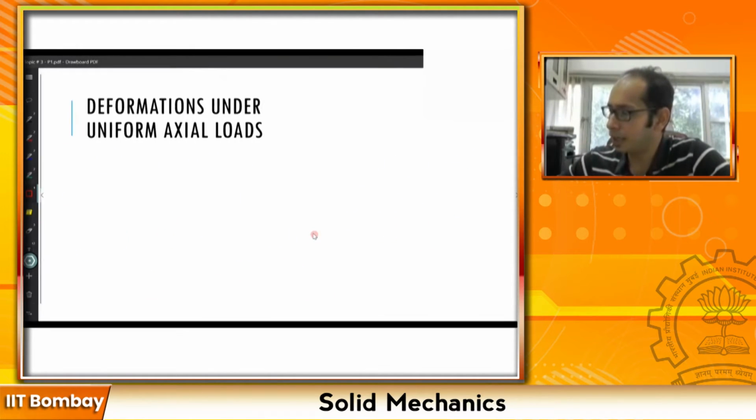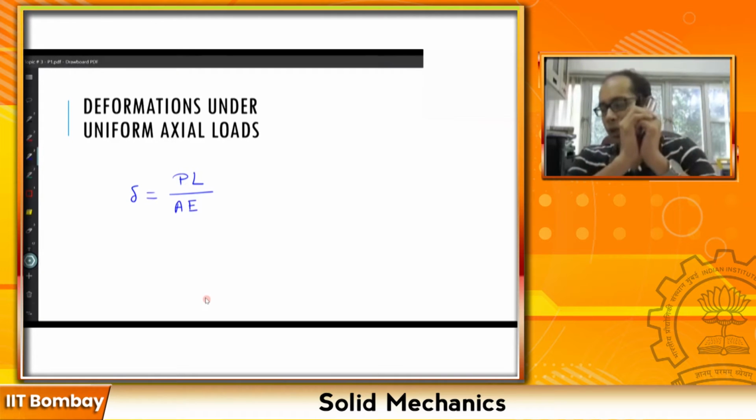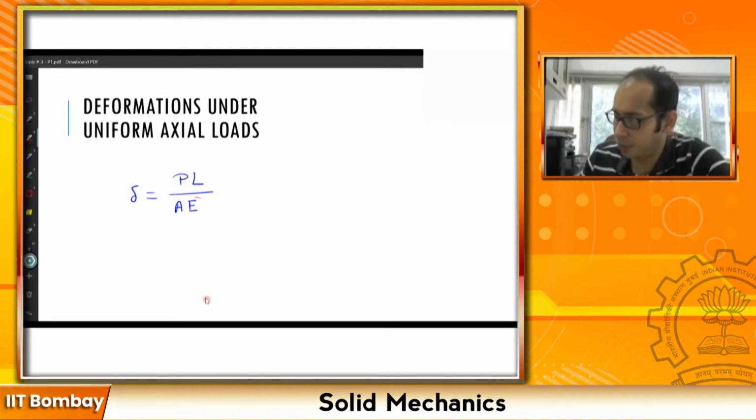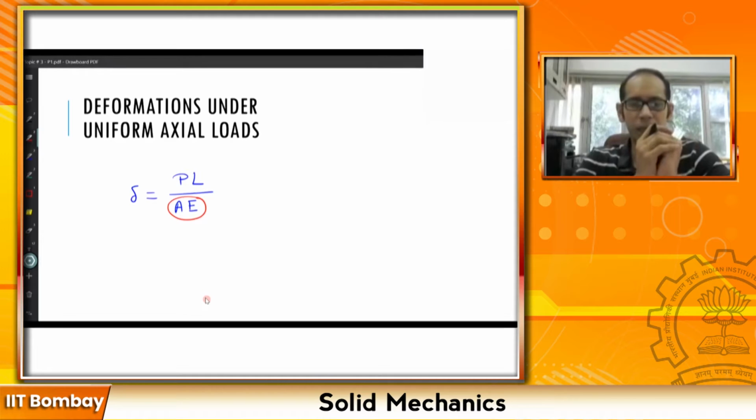Now, just going ahead, if we have to write this formula again, what we just derived is delta equals P times L divided by the area of cross section times the Young's modulus E, right? Now take a look at this formula, especially the denominator. There is a particular terminology for the denominator that we have over here. This guy is known as the axial rigidity, right? Why is it called axial rigidity? Let's just break up the words. Axial because you're dealing with axial loads, but why rigidity, right?